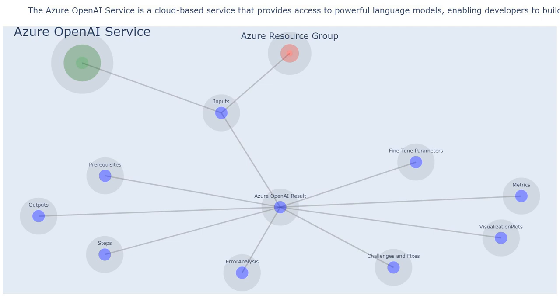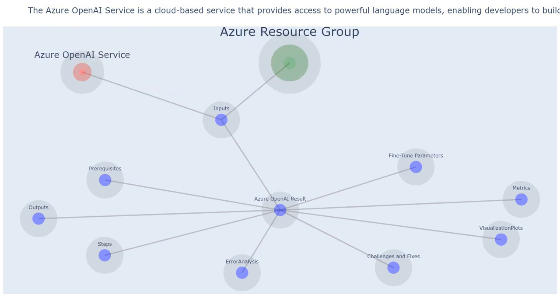Inputs. The Azure OpenAI service is a cloud-based service that provides access to powerful language models, enabling developers to build applications that understand and generate human-like text. Azure Resource Group is a logical container in Azure that enables you to manage related Azure resources. It is essential to create a resource group for managing your Azure OpenAI resources.